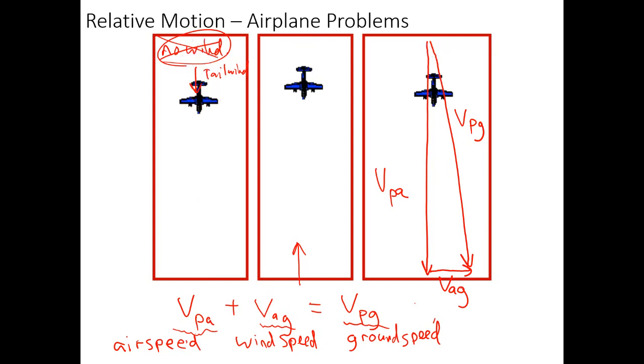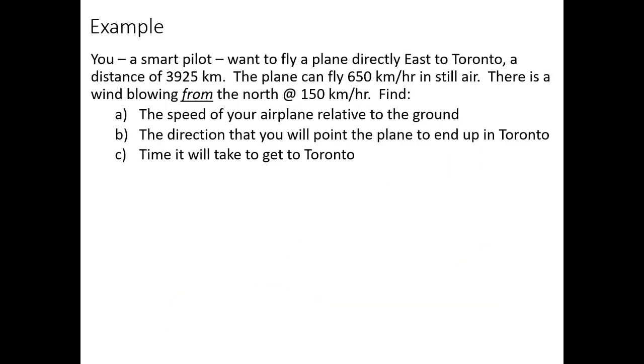Okay, let's look at a question. You, who are a smart pilot, want to fly a plane directly east to Toronto, a distance of 3,925 kilometers. The plane can fly 650 kilometers an hour in still air. There's a wind blowing from the north. Find a few things: the speed of your airplane, the direction you want to point, and the time it will take to get to Toronto. First of all, I'm going to draw a picture. I want to get a handle on what this is asking.